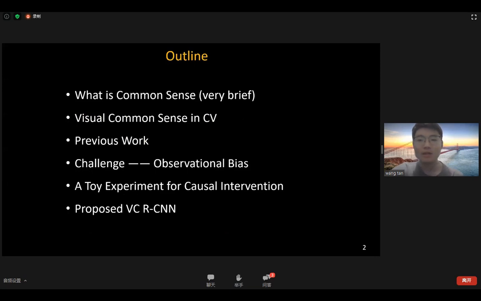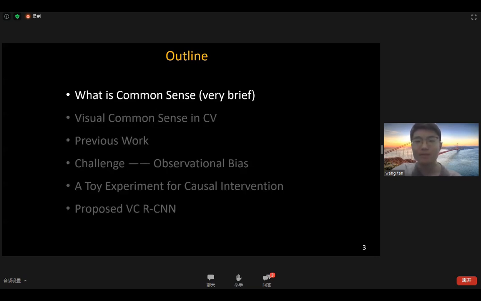In today's talk, I will first give a very brief introduction to the common sense definition in philosophy. Then I will go through visual common sense in our CV community. After introducing some previous work on visual common sense learning, I will show the observational bias in today's CV models and how to solve it. Finally, I will present a toy experiment and give our proposed VC R-CNN model.